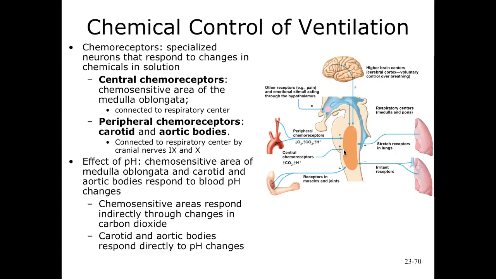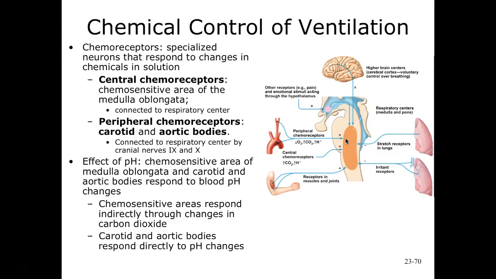So we also have these peripheral chemoreceptors, and we've talked about these in our cardiovascular system within our carotid and our aortic bodies, and these are going to sense for changes in carbon dioxide, oxygen, and our pH. So they're connected to our respiratory center through cranial nerve 9, which is our glossopharyngeal nerve, and cranial nerve number 10, which is our vagus nerve.